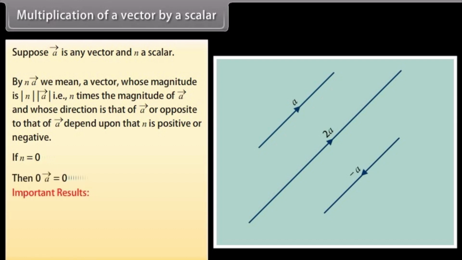Important results. m(n vector A) equals mn vector A. n into (vector A plus vector B) equals n vector A plus n vector B. (m plus n) into vector A equals m into vector A plus n into vector A.